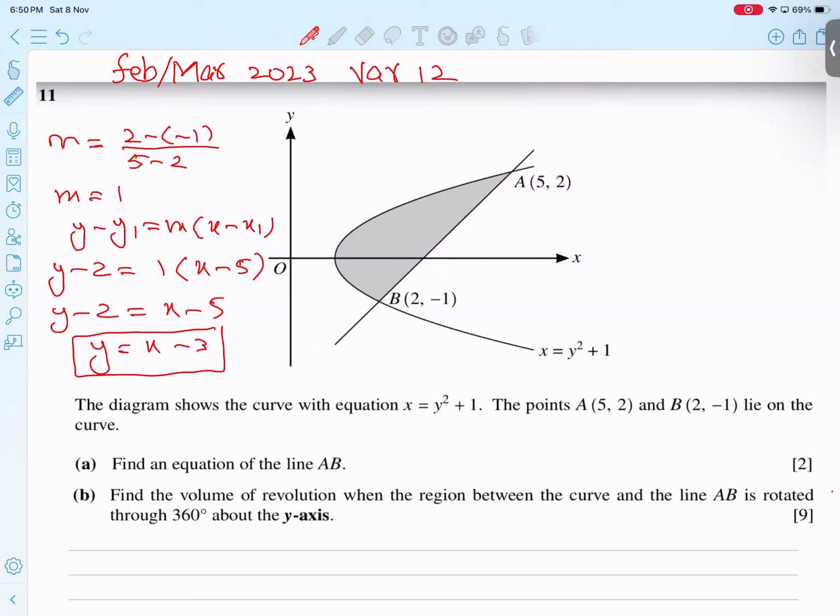And what is the planning? He said the next part, volume of rotation when a region, curve and line are rotated about the y-axis 360 degrees. So we will concentrate. This is an upper limit, you can see this 2. This is a lower limit, minus 1.